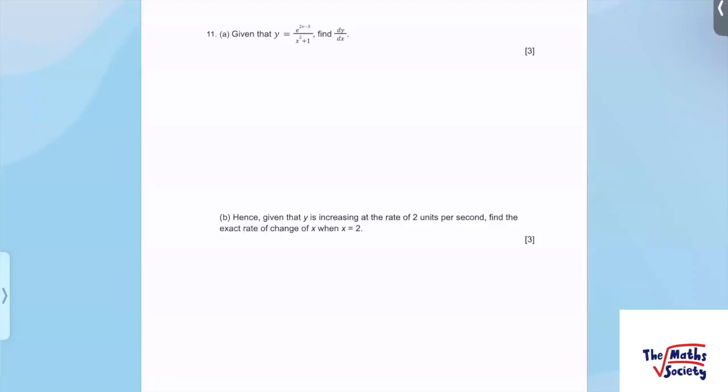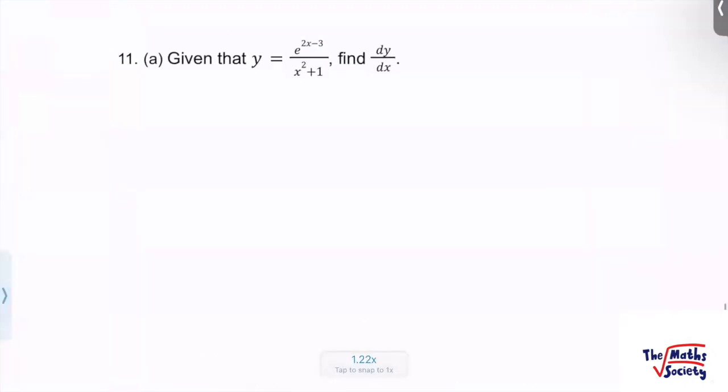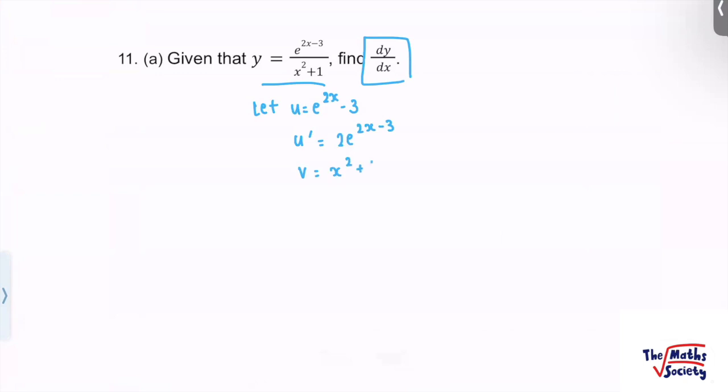Okay, so now moving on to question 11, it says that given that y is equal to this equation, you need to find dy by dx. So we're going to let u equal e power 2x minus 3, and v after. So we're going to have u prime, that's going to be 2e power 2x minus 3. V is going to equal x squared plus 1, so v prime is going to be 2x.